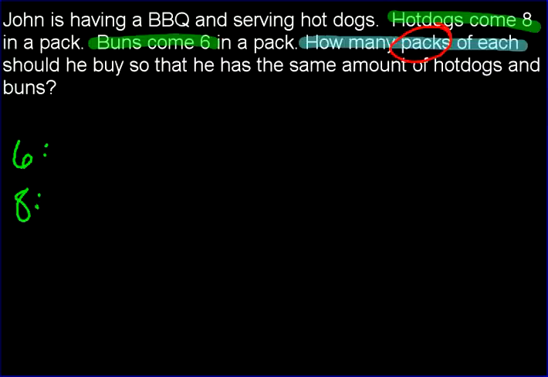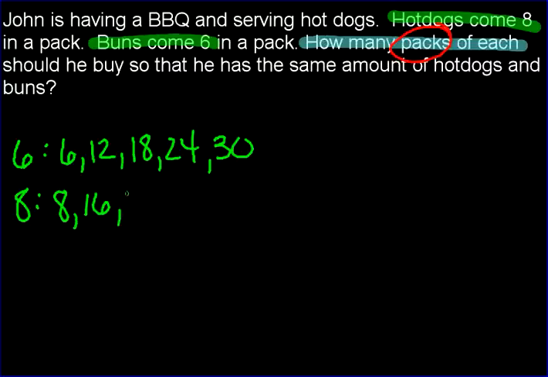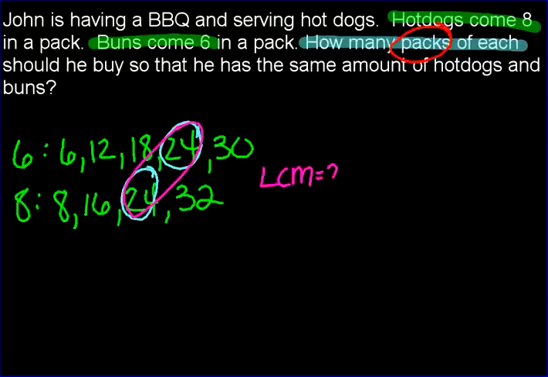I'm going to start with the low number, and we'll see if we can find the LCM. For 6, we have 6, 12, 18, 24, 30. And for 8, we have 8, 16, 24, and 32. I think we have a common multiple. 24 is my common multiple here. So the least common multiple of 6 and 8 is 24. Does that answer my question? Well, I don't think so. The question was, how many packs of each should we buy?